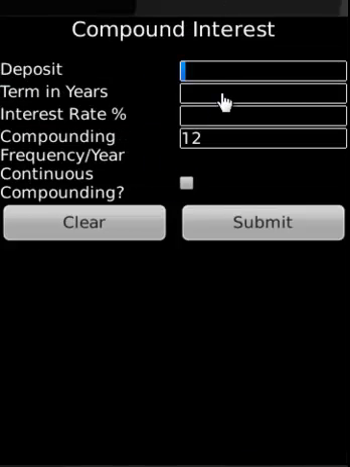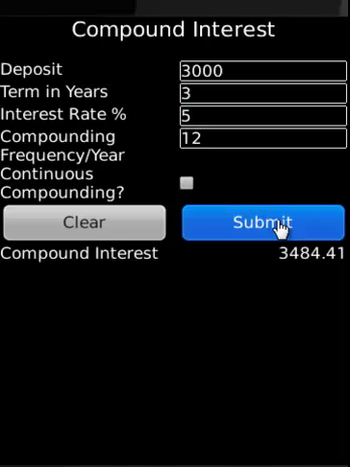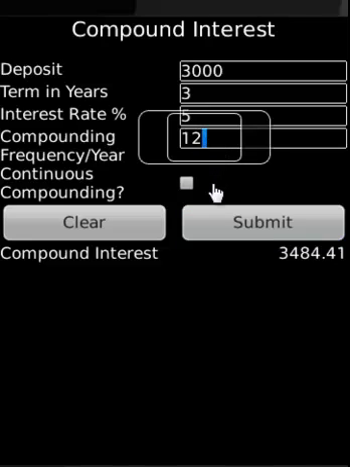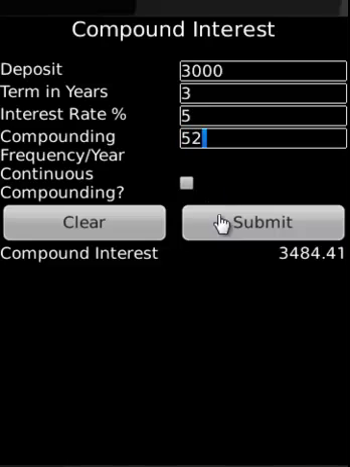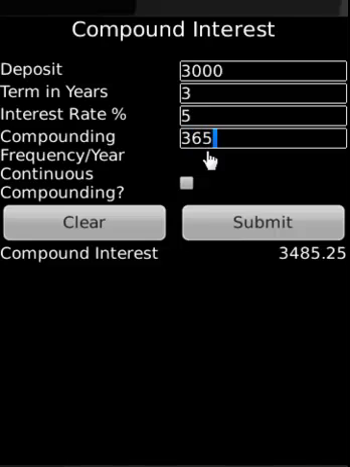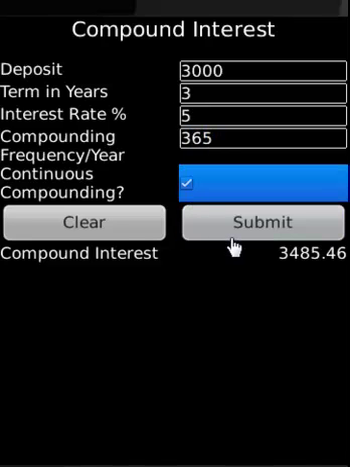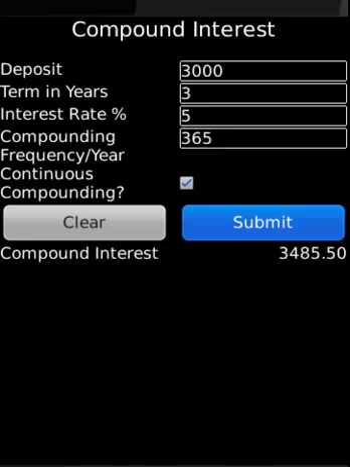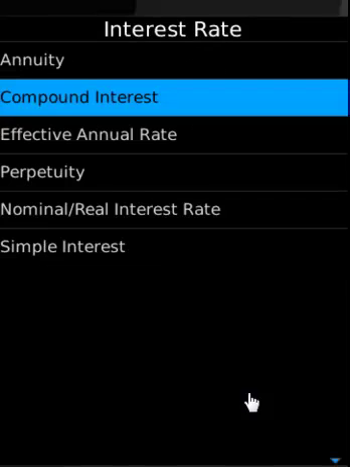If the annuity isn't paid in advance, this is the value of the annuity. Compound interest. Deposit 3,000, time in years is 3 years, and the interest rate is 5%. Now if the compounding frequency is changed to weekly, that's what the value is. If it is changed to daily, that's what it becomes. Now let us make it continuous compounding. In that case, the compounding frequency will be ignored, so that's the value of the continuously compounded interest.